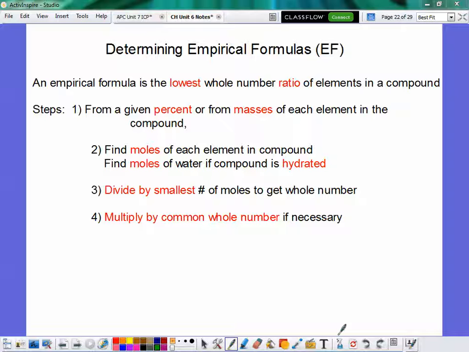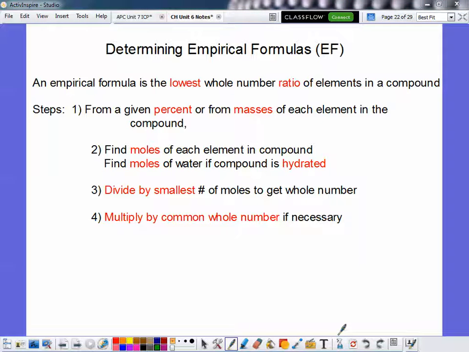It's basically working backwards from percent composition. You just took a quiz on how to find the percent composition of each element in a compound, knowing the formula. This is going backwards. If I give you the percentages, how do we figure out the formula of the compound? It's kind of like the reverse process.